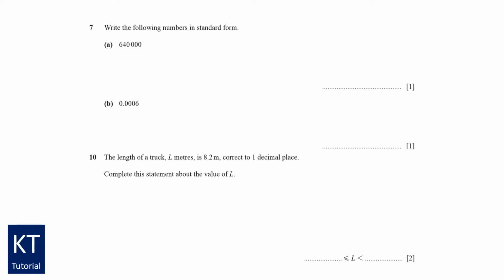Question 7. Write 640,000 in standard form. We have to first move the decimal point 5 positions to its left to obtain 6.4. Therefore, we have to multiply 6.4 by 10 to the order of 5. Next, write 0.0006 in standard form. Here, we have to move the decimal point by 4 positions to its right. Therefore, the answer is 6 times 10 to the power of minus 4.